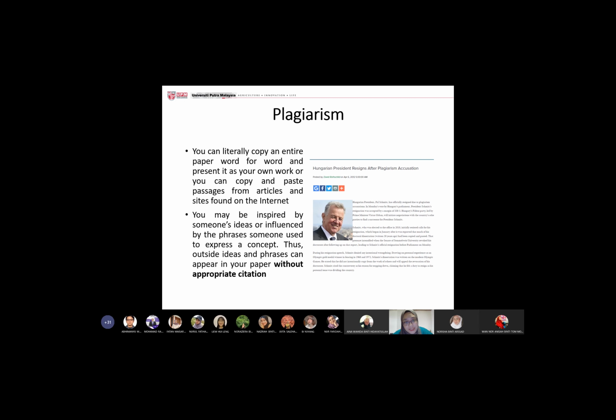Or you can copy and paste passages from articles and sites found on the internet. Okay, it is possible. The thing is, you are now a university student, and next you are going to be workers. You are going to join the work industry. So what it's meant for you to do, especially while you're doing dissertation and research, is actually to help train you, okay? Because while doing research, yes, it's hard.